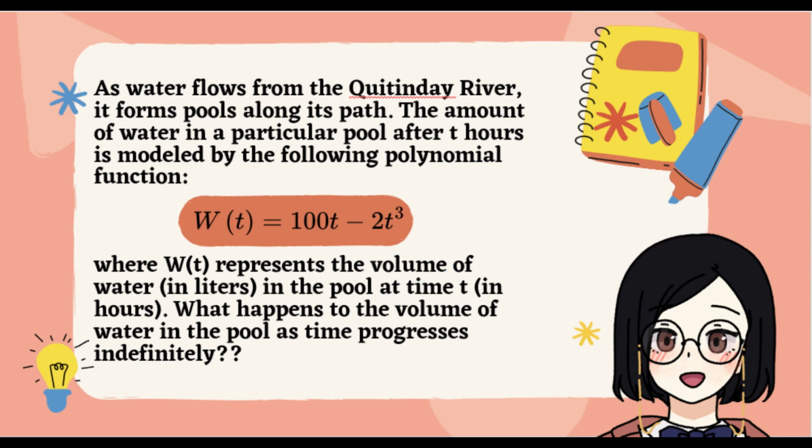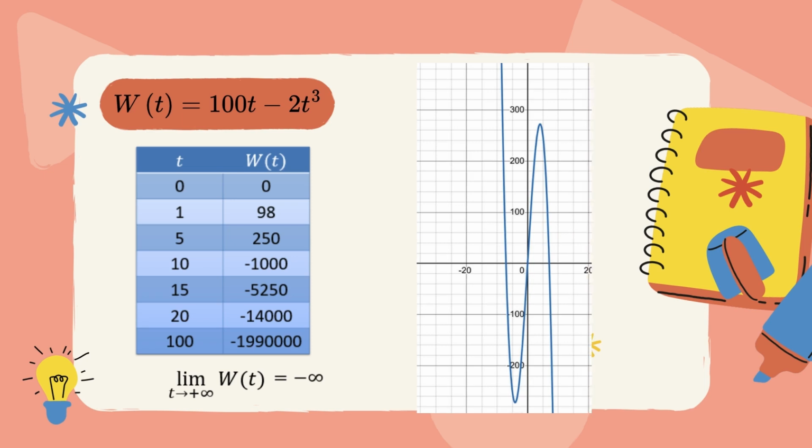Our goal is to know what happens to the volume of water in the pool as time progresses indefinitely. We will apply the concept of limits to determine the behavior of the function as t increases. Take a moment to sketch this function using your graphing tool. How do you think the pool's capacity changes over time? We'll find out shortly. To solve this problem, you can either use a table of values or graph the function using your graphing tool to observe the behavior of W(t) as t approaches positive infinity.